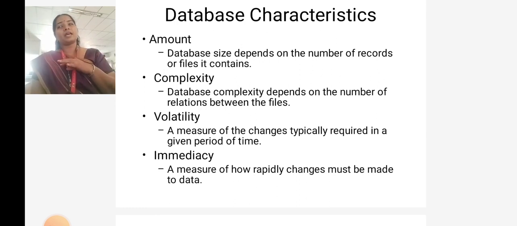There may be more data and more files, and even a single data item may be in different files. Accessing is still easy in the database structure. Volatility is a measure of the changes typically required in a given period of time. If data is changed in a particular file, the related data will also be changed, so the modifying time is very much less compared to a file system.